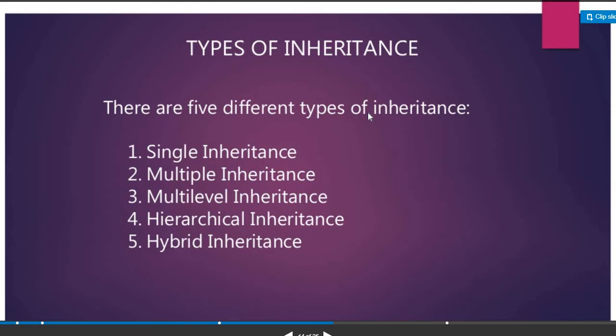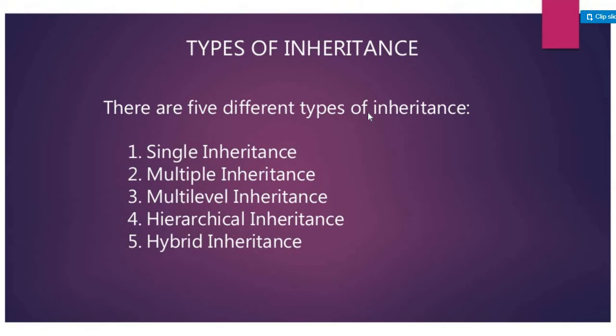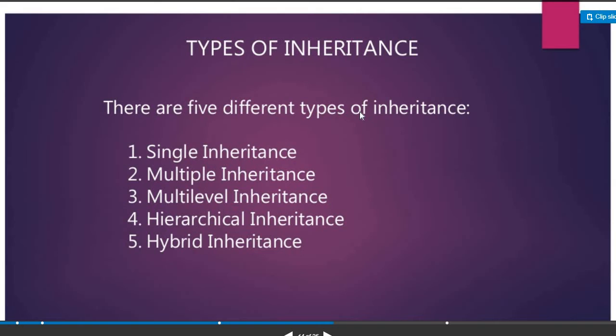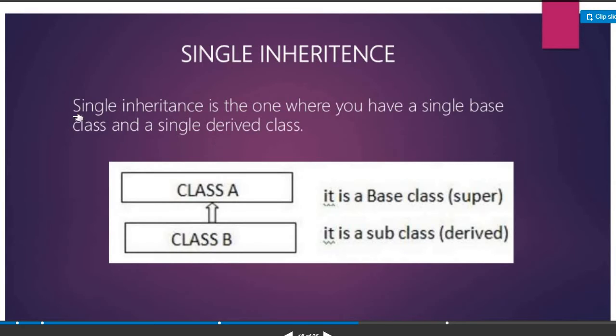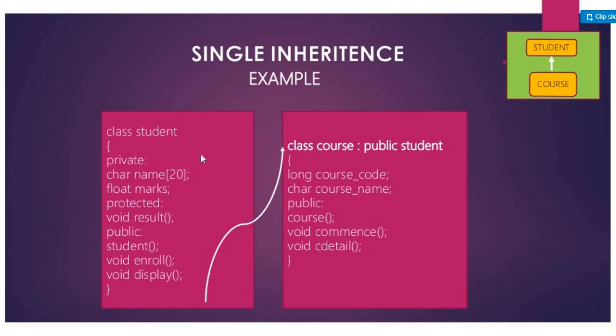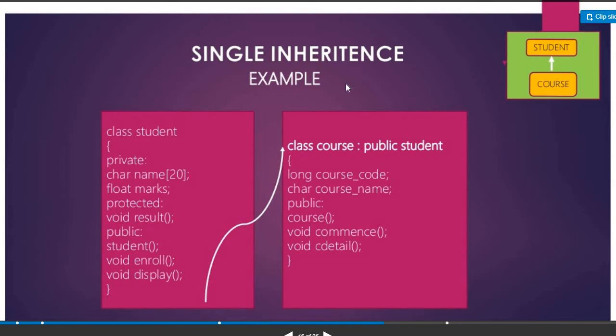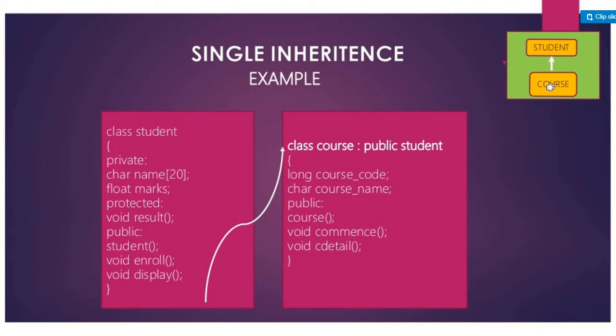Now come to types of inheritance. There are 5 types of inheritance: single inheritance, multiple inheritance, multi-level inheritance, hierarchical inheritance, and hybrid inheritance. Single inheritance is one where we have a single base class and a single derived class. So class A, class B: A is the base class, and B is derived from class A.